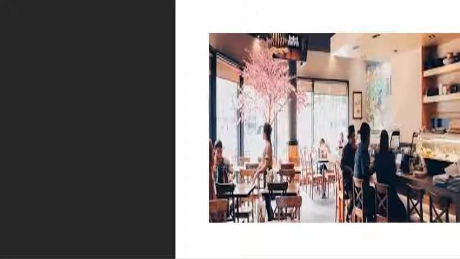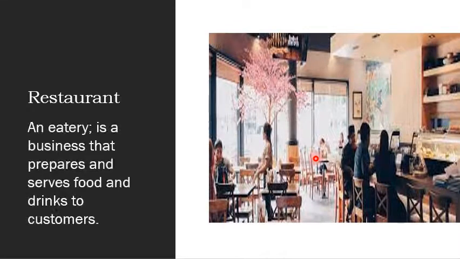Let's analyze this picture. Obviously, this is a restaurant. When we go to eat something, we go to the restaurant. We go with our friends or with our family, right? So a restaurant is an eatery. It is a business that prepares and serves food and drinks to customers. Understandable, right?